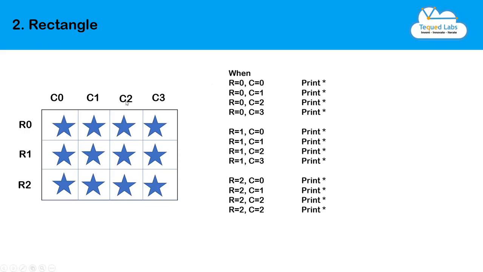Next part would be to describe the cell location of every star. So starting from 0, R0, C0, R0, C is 1, R is 0, C is 2, R is 0, C is 3. So on for all the 3 rows. So this will be very important when complicated patterns appear, which we'll be seeing further ahead.